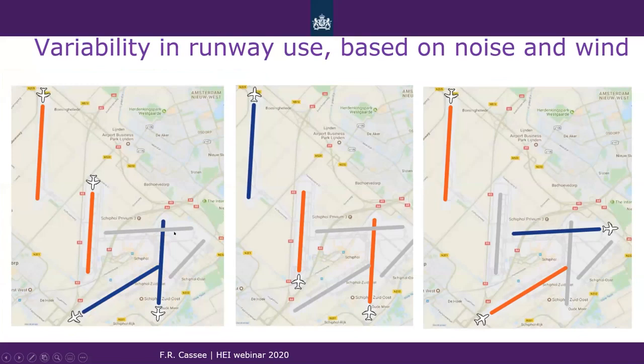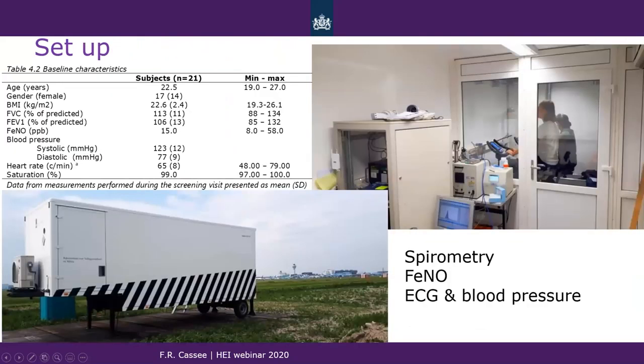As Schiphol Airport has a very complicated runway system where flights are going in and out from different runways in different directions throughout the day, we took that opportunity also to get contrast in our exposures. We had 21 subjects that were exposed at least 2 times, some even 5, and we assessed spirometry, exhaled NO, and we measured heart function and blood pressure before and after the exposure to see the immediate responses due to that exposure in a mobile lab.